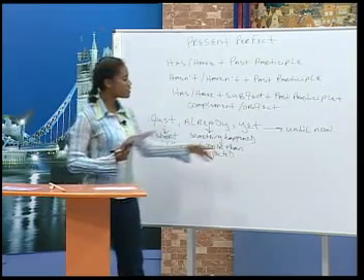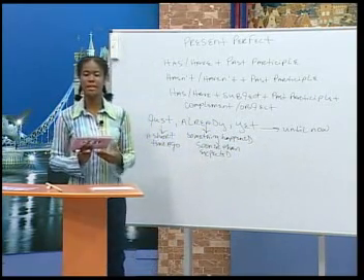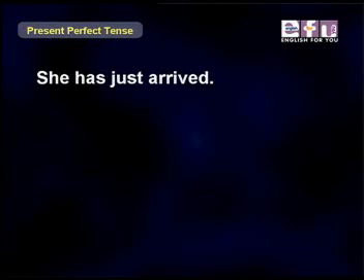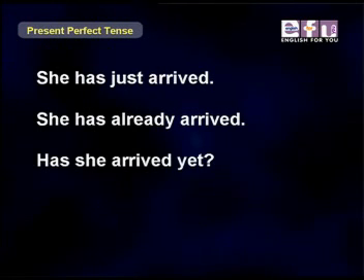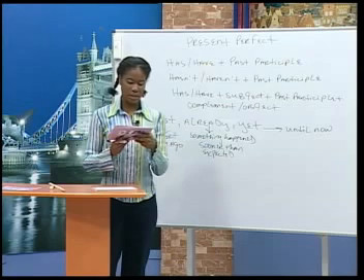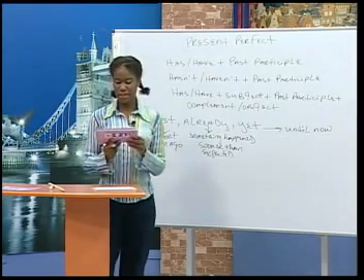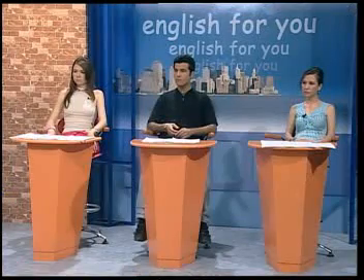Now already and just are usually put between the auxiliary and the past participle, and yet usually comes at the end of the sentence or question. Let's take a look. She has just arrived. So you see that just is between has and arrived. She has already arrived. Has she arrived yet? Yet is at the end. She hasn't arrived yet.